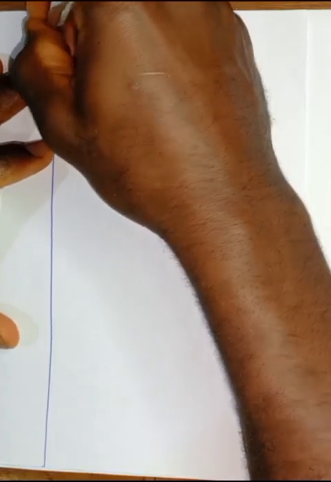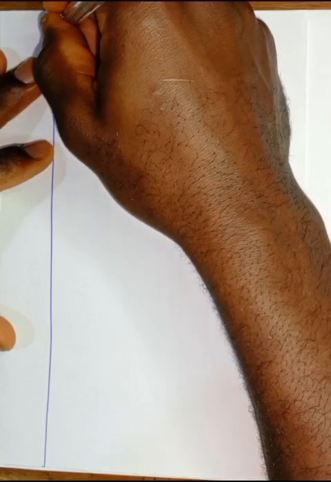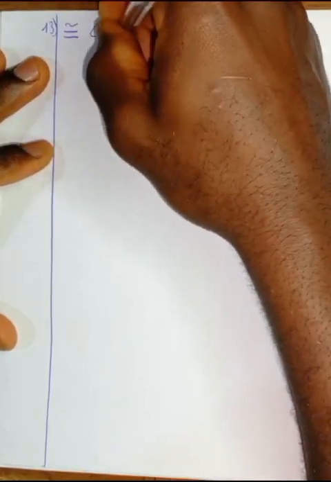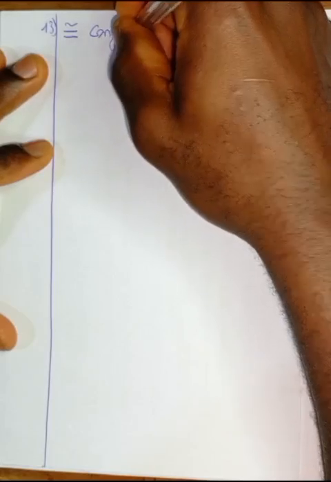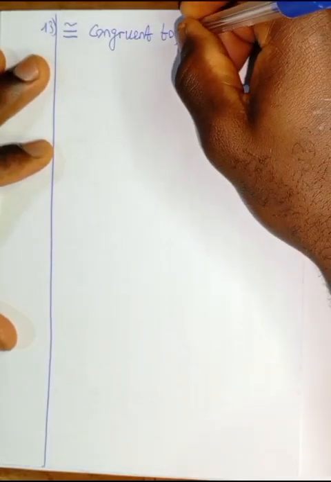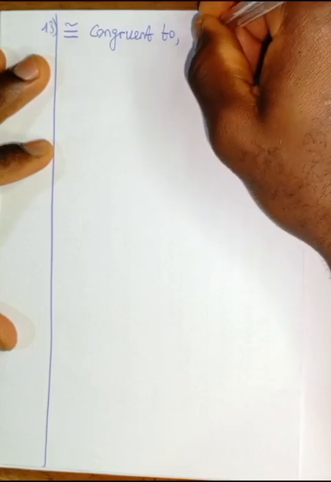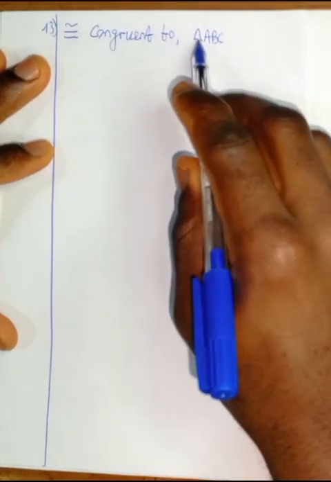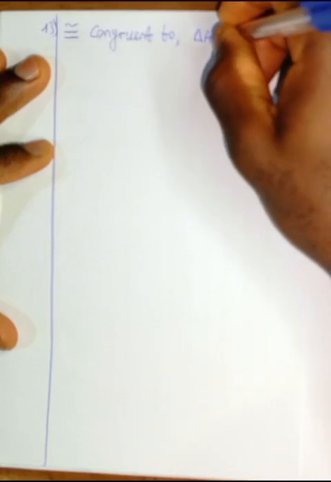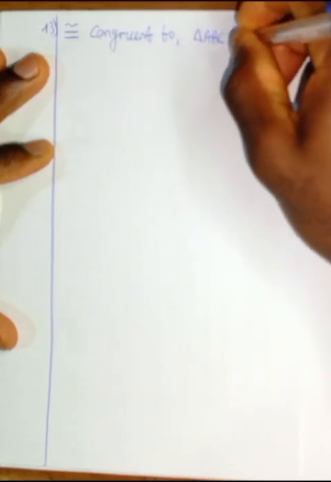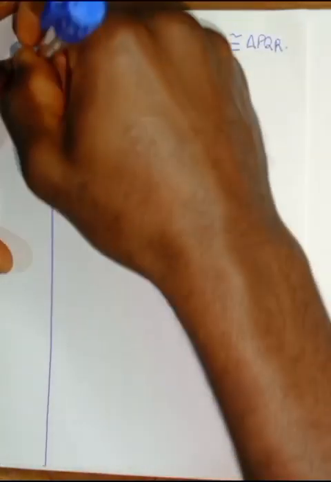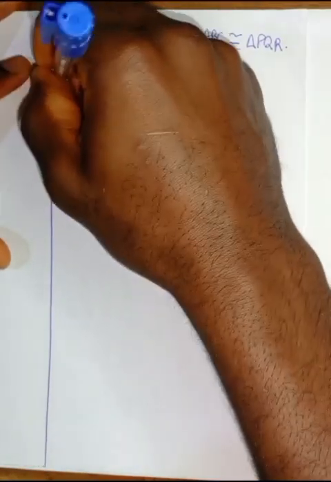Move to the next. We have a sign for congruent to. For example, we can say triangle ABC. You can see we are making use of this symbol. It stands for triangle ABC is congruent to triangle PQR.